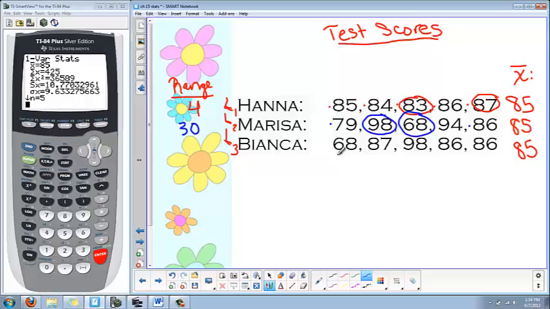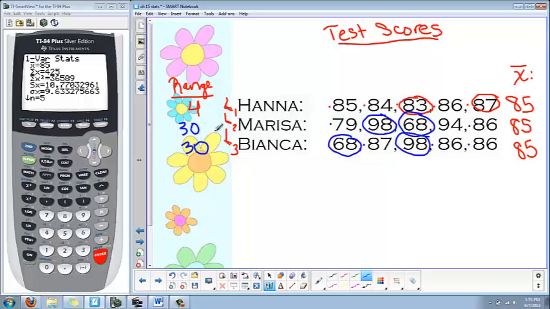And let's take a look at Bianca. Bianca had a 68. Whoa, not so good. Then she pulled it back up to an 87. That's kind of close to her average. 98 is really good, so she had a good day. And then she had 2 more scores that are kind of close to her average. Let's figure out what the range of her scores is. She had the highest of a 98 and then an 89 as well. Her range is a 30 as well.